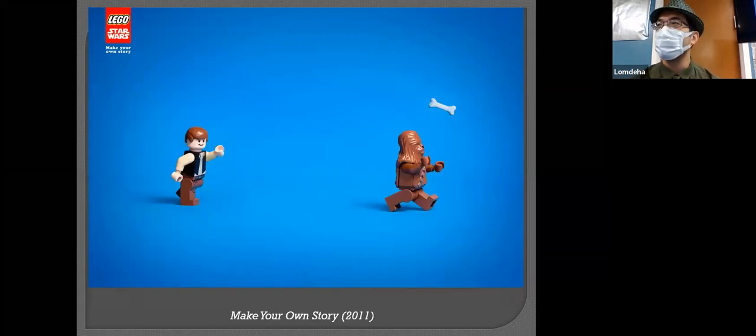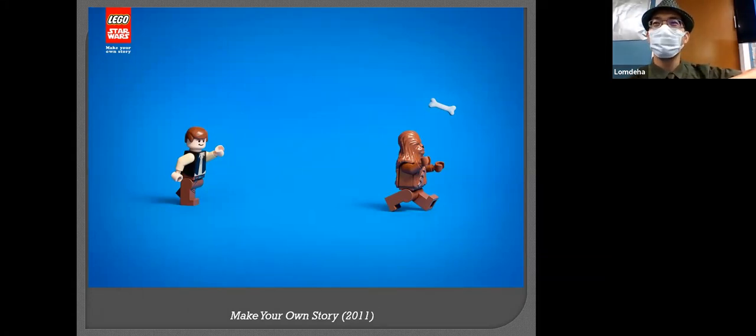Now, who recognizes this? It's Star Wars, right? Han Solo and Chewie. But what's going on here? It's telling a story. Now, why is this your own story? Why is this not just Star Wars? That's not really how it is in Star Wars. He doesn't treat Chewie as his dog that he throws bones to play fetch, right?